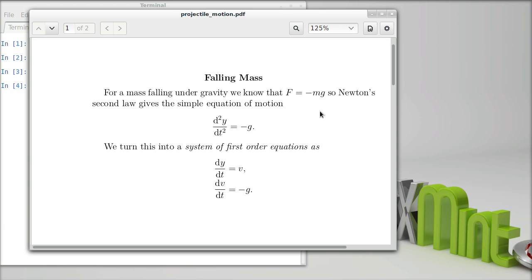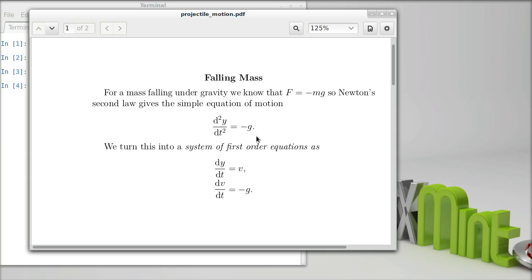If we do that, we know from Newton's second law what the equation of motion is: the net force is the mass times the acceleration. In other words, the acceleration, here written as the second derivative of y with respect to time, is just equal to minus g. Now this is a second order differential equation.